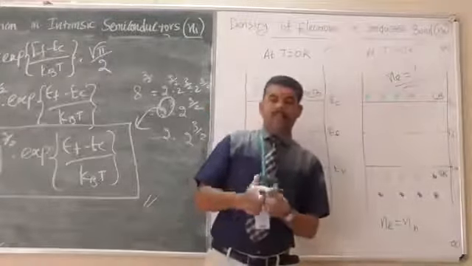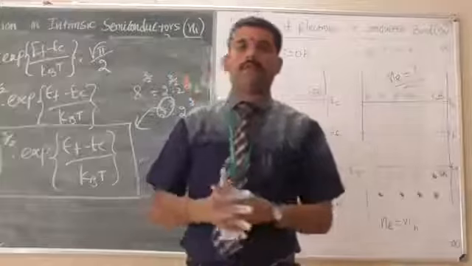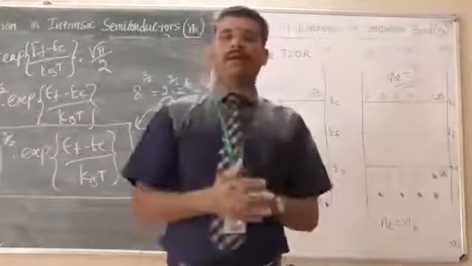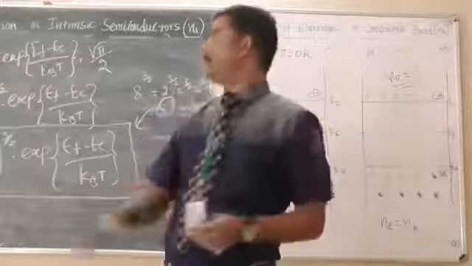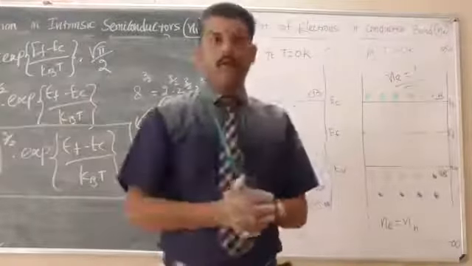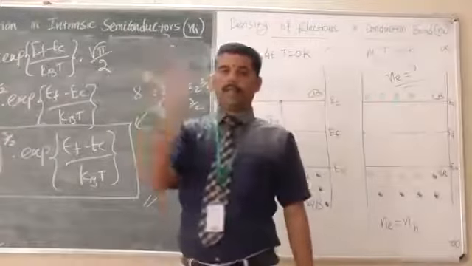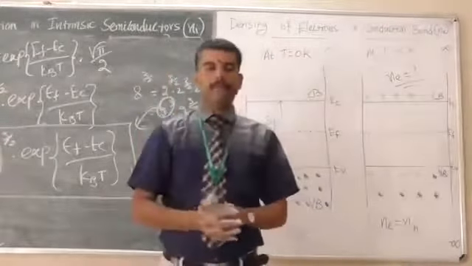In the next class, we are going to discuss the number of holes in the valence band. After calculating NH, we need to multiply it with NE, then only we will be able to get the value of Ni, which is nothing but the carrier concentration for an intrinsic semiconductor.